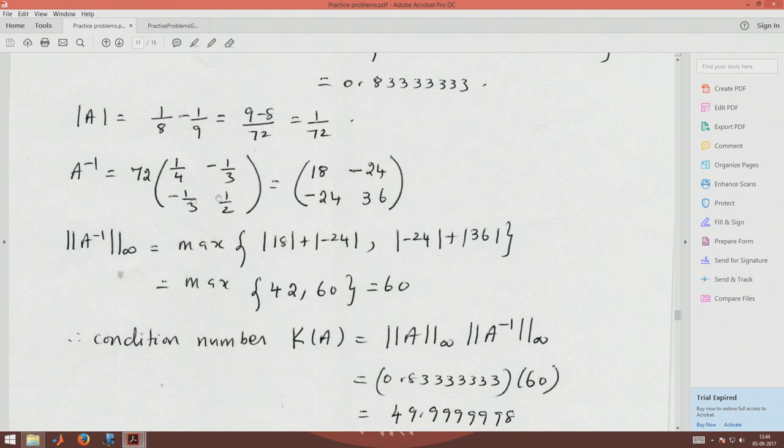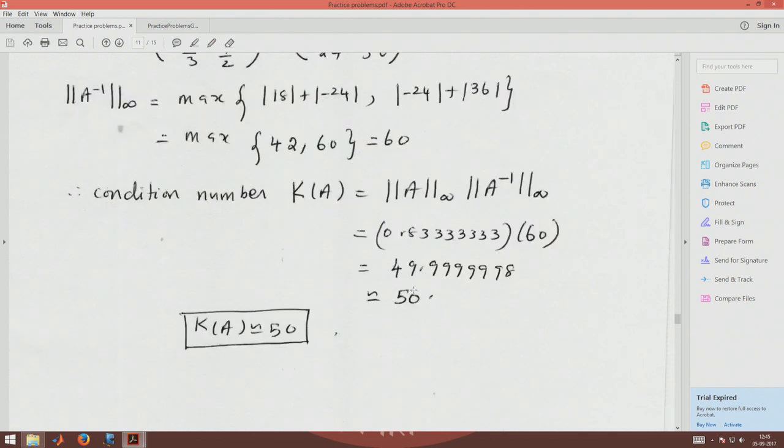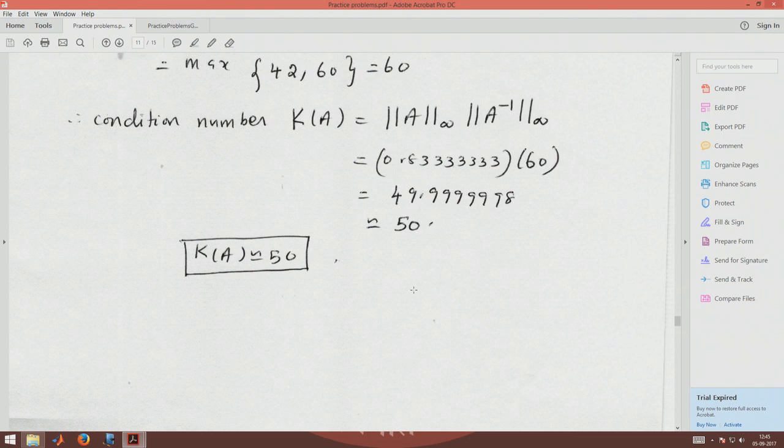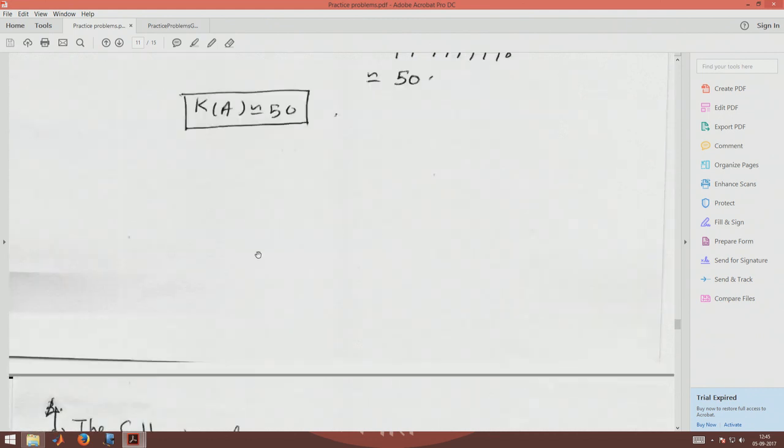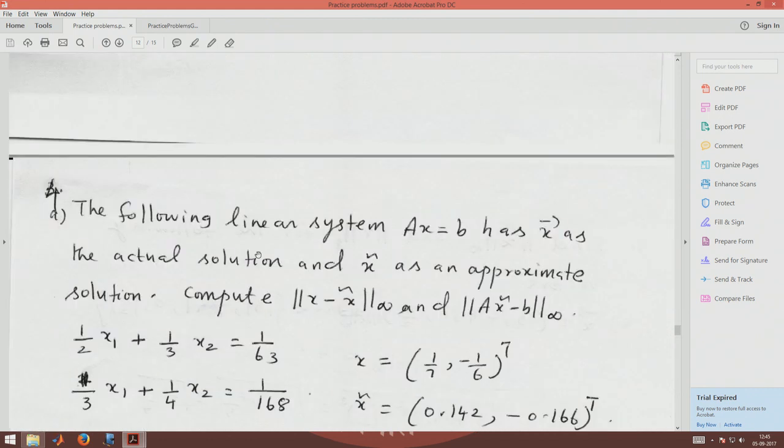Get A inverse and work out what norm A inverse infinity is. Again, maximum row sum norm is used, and so you have maximum of 42 and 60 to give you norm A inverse infinity, and that turns out to be 60. So, what is the condition number? The condition number is norm A infinity into norm A inverse infinity. We have computed each of these. So, the product of this gives you 50, and you are asked to get what the condition number is. So, the condition number of A is 50.